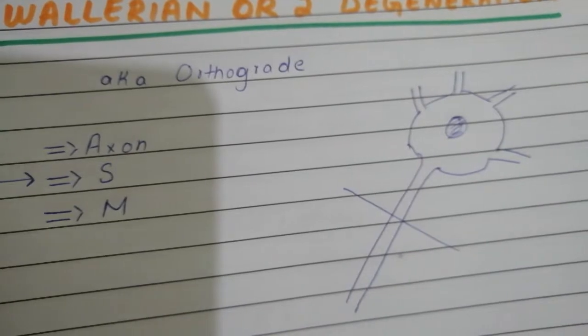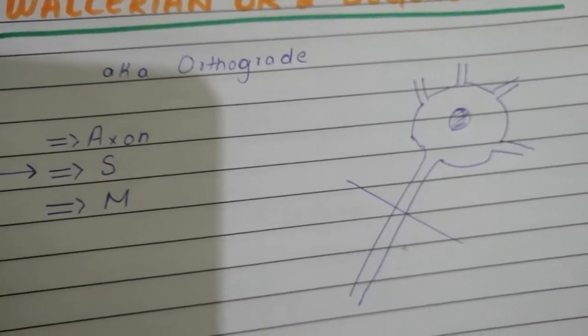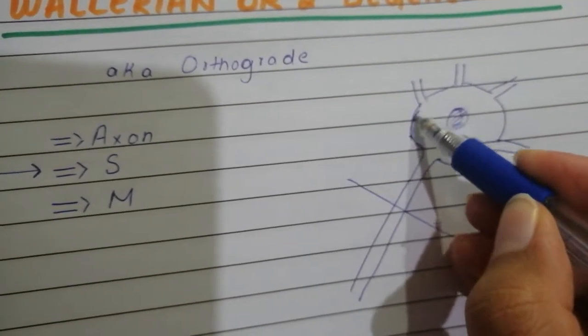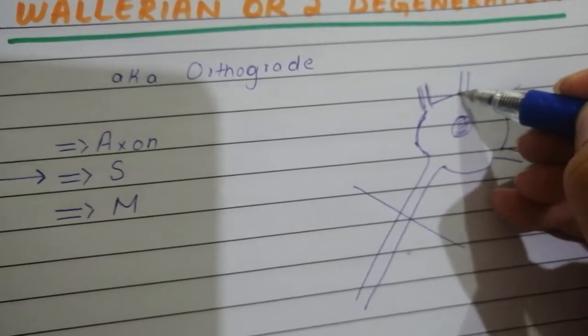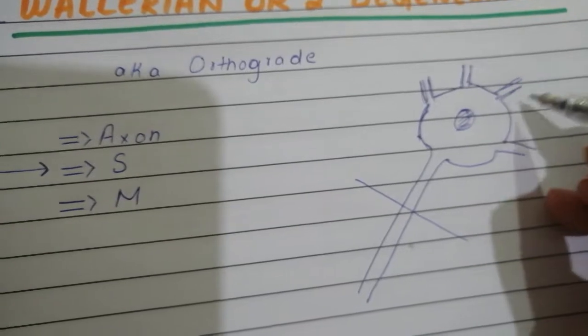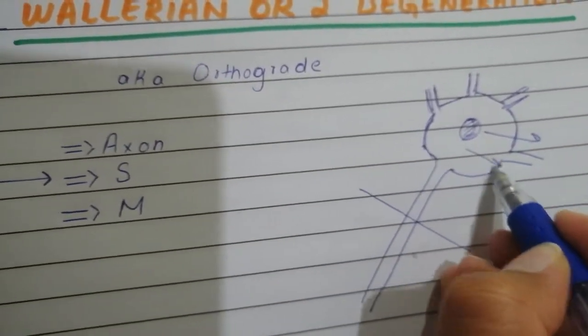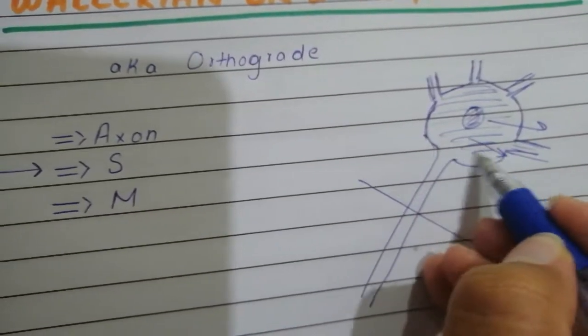And there will be a set of degenerative events that will take place at 3 different levels. At the level of the soma, it will basically become swollen up. It will also have chromatolysis, which is dissolution of the Nissl granules, which are basically aggregates of polyribosomes. The nucleus will also be pushed to one side, and there will be changes in the cellular organelles.